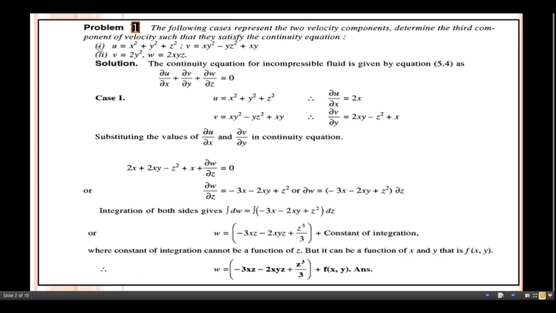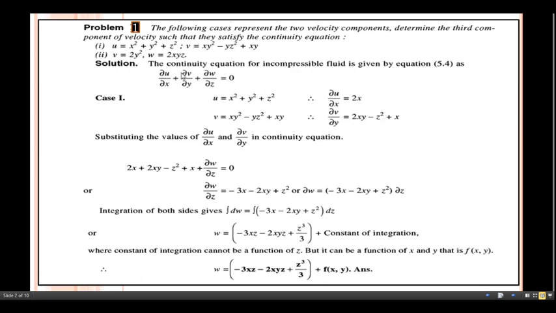So in this way, case number 1 is given. In this way, case number 2 is given, where you have to find out the third velocity component. Here u and v are given, which means you have to do the calculations for w. In this case, v and w are given, which means you have to do calculations for u.